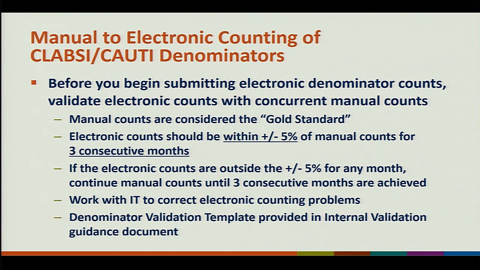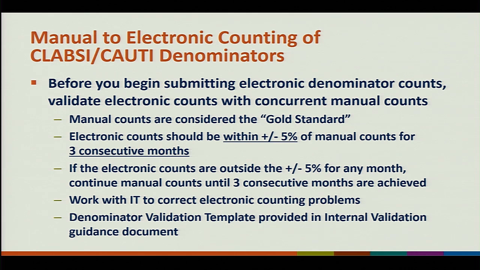NHSN requires every facility to validate their electronic denominator counts against manual counts for every reporting location until the electronic counts are within plus or minus 5% of the manual count for 3 consecutive months. And once a reporting location achieves this goal, then you can begin reporting the electronic counts for that location. But if there's a deviation for any month in a reporting location, you want to start your 3-month count over again so you can achieve that 3 consecutive months.